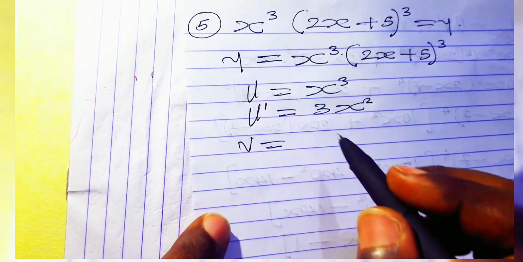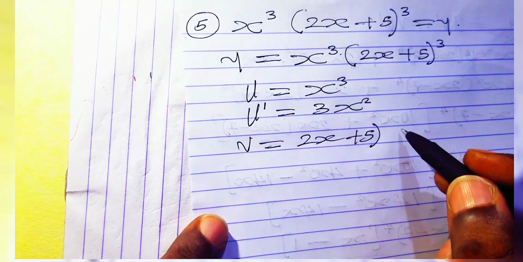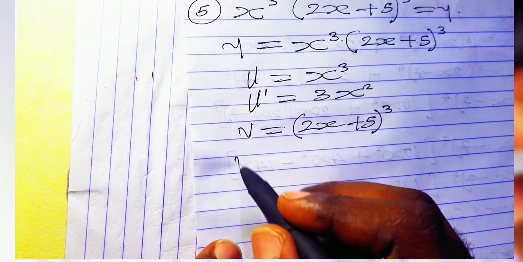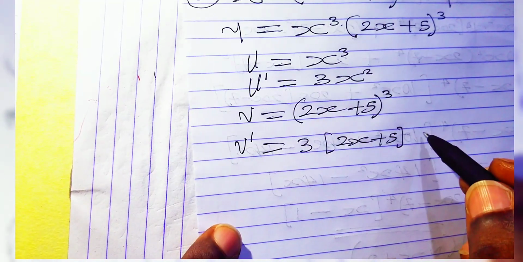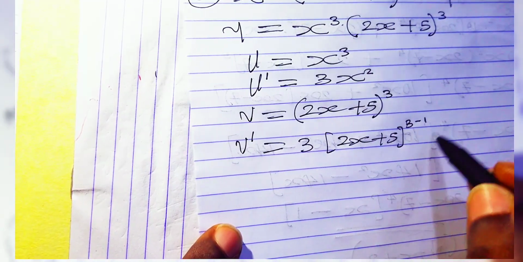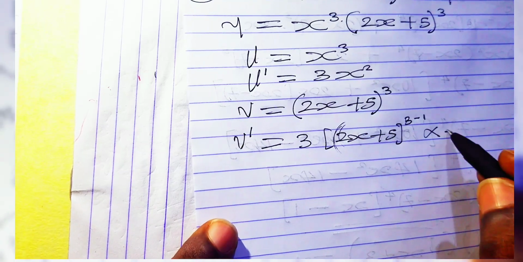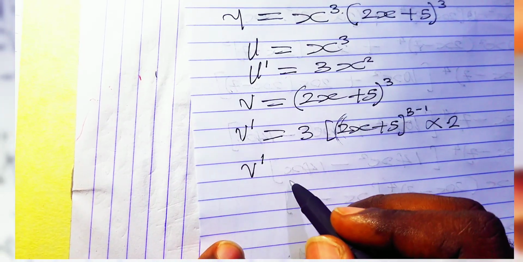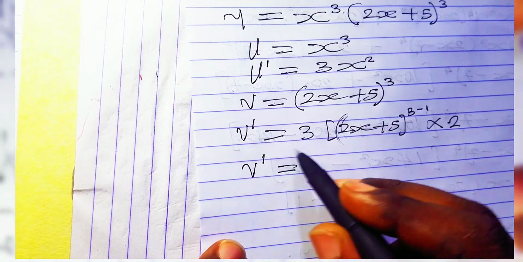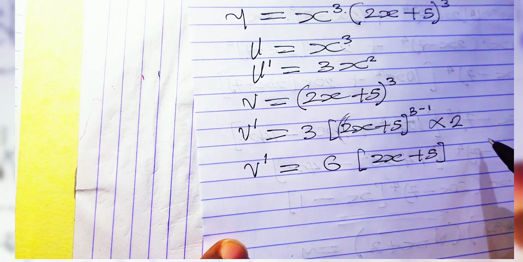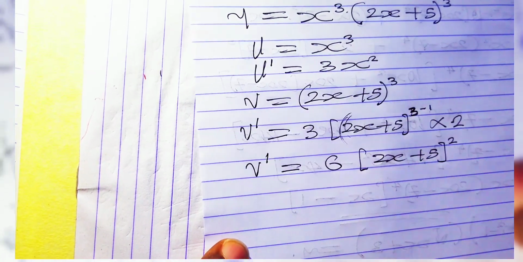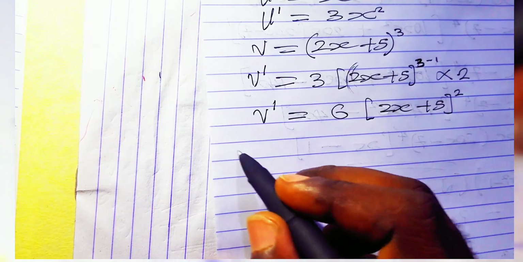So our v is (2x plus 5) raised to the power of 3, and then v prime is 3 multiplied by (2x plus 5) raised to the power of 3 minus 1 times the differential of the content of the bracket, which is 2. Therefore v prime is equal to 3 times 2, which is 6 in the bracket (2x plus 5) raised to the power of 2. Therefore we apply our product rule.